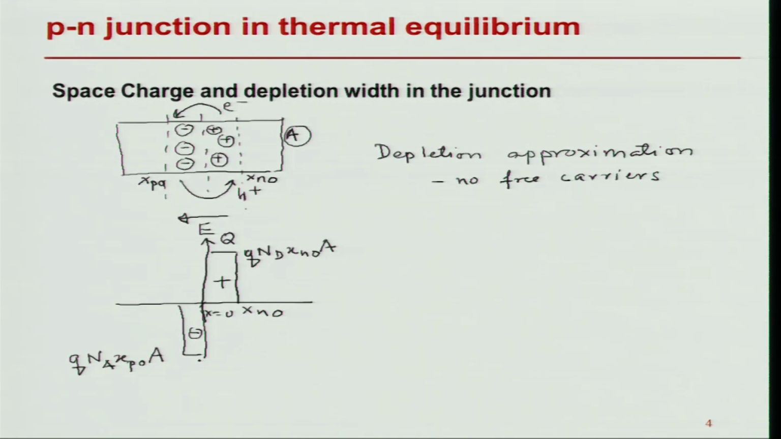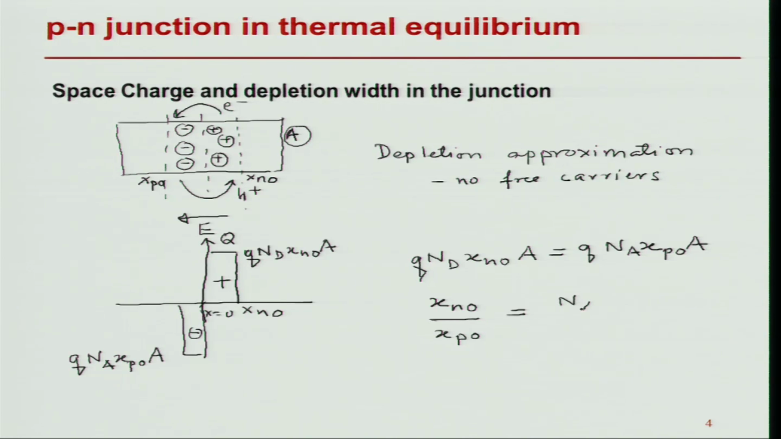Now, if this is the situation, we know that overall we are looking at thermal equilibrium, so the positive charge has to be equal to the negative charge, which means that the total charge on both sides has to be equal. So, this must be equal to, or I can say, the extent to which the depletion region is in the n type is decided by the doping level on the n and the p side.